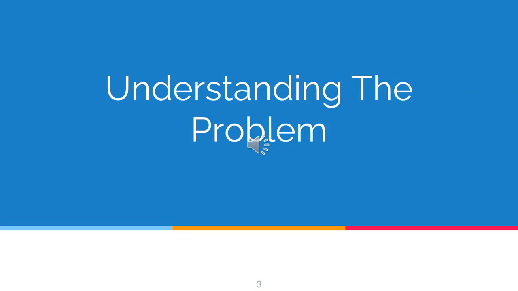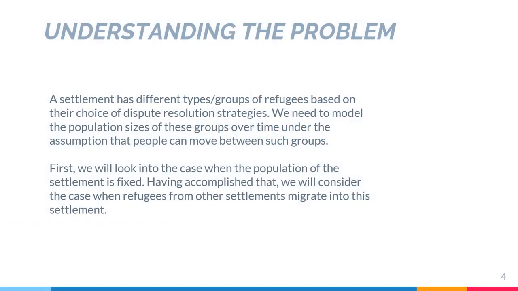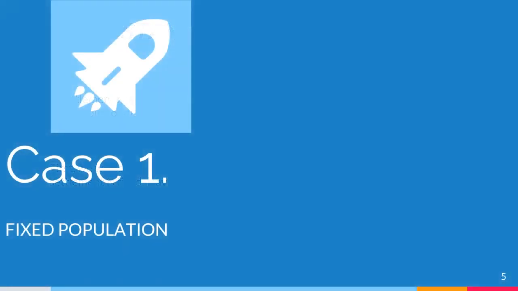We begin by presenting our understanding of the given problem. A settlement has different types of refugees based on their choice of conflict resolution strategies. We need to model the population sizes of these groups over time under the assumption that people can move between such groups. First, we will look into the case when the population of the settlement is fixed. Having accomplished that, we will consider the case when refugees from other settlements migrate into this settlement. So the following is our solution to case 1 of the given problem.